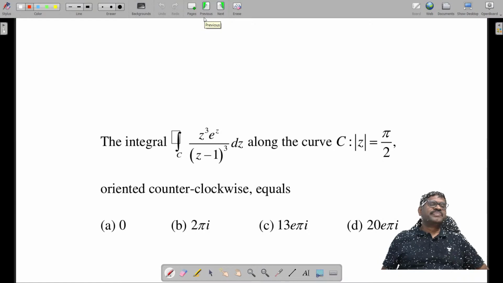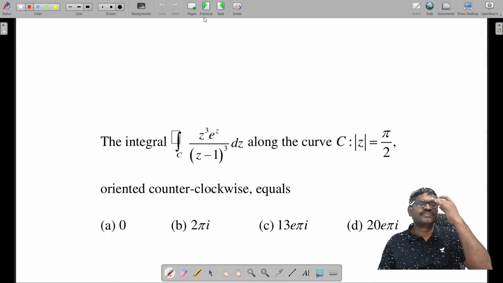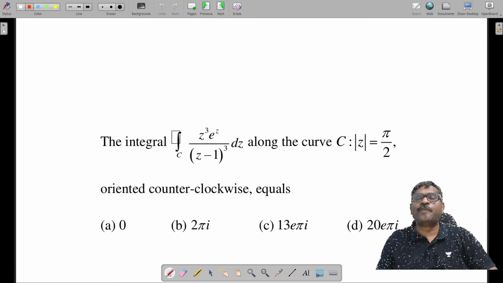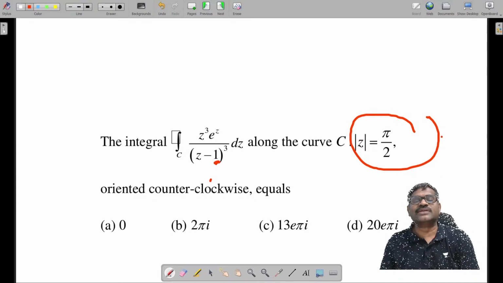The integral z cube into e power z by z minus 1 whole cube dz along the curve mod z equal to pi by 2, oriented counterclockwise. Z equal to pi by 2 is 1.57, so 1 lies inside. Therefore, you have to calculate residue at 1. Otherwise, you can apply the integral formula also.